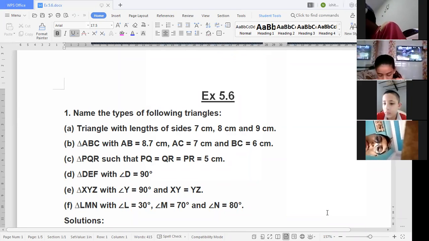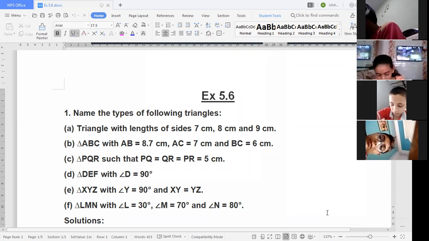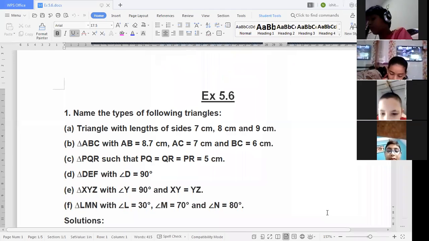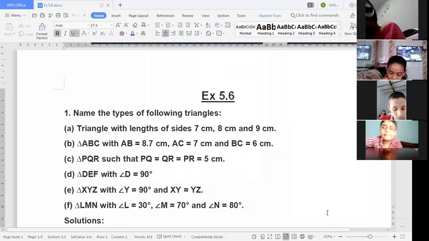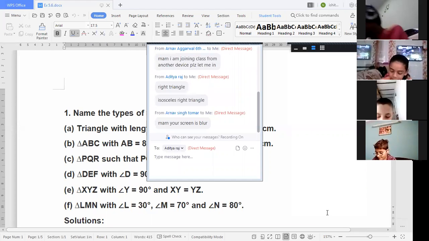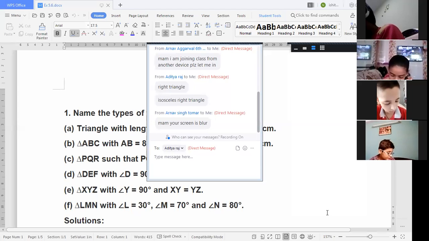Measure of angle M is equal to 70 degree and measure of angle N is equal to 80 degree. Chitra, one more thing I must explain to you. There is a small m written in front of angle N, angle L and angle M. You will speak like that: measure of angle L. Small m resembles measure. Okay? Okay, ma'am. So speak again.